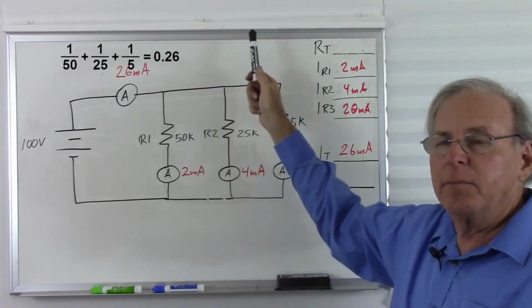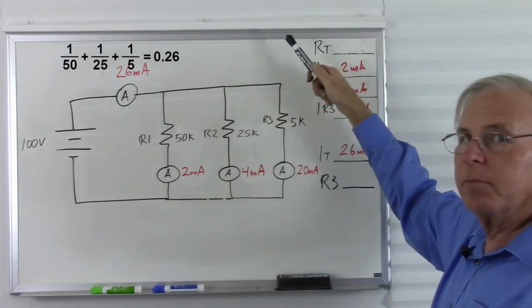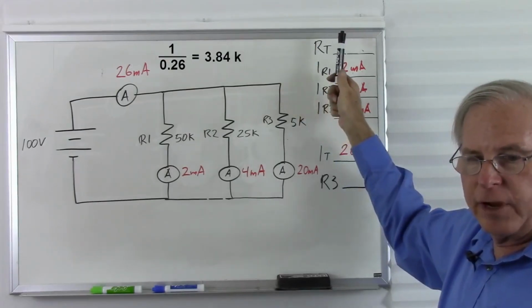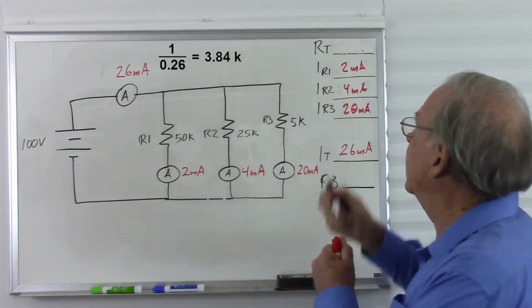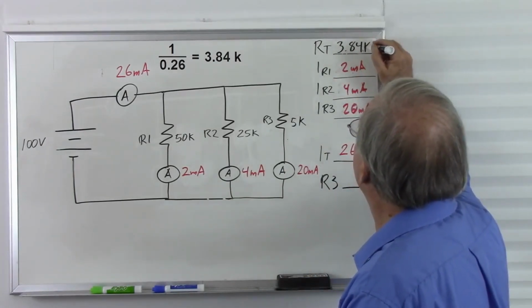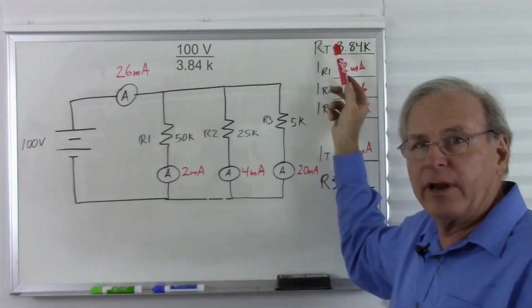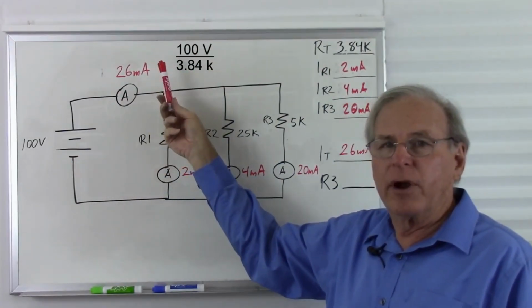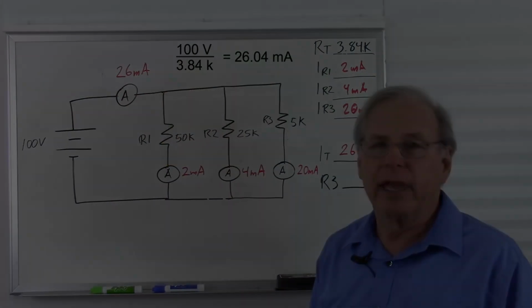1 over 50 plus 1 over 25 plus 1 over 5. Take the reciprocal of that, and we get a total of 3.84 K. 3.84 K divided into 100 volts gives us, considering rounding errors, 26 milliamps.